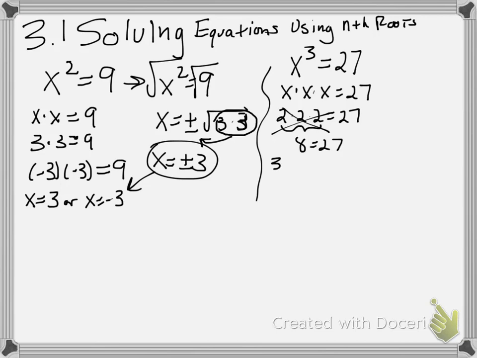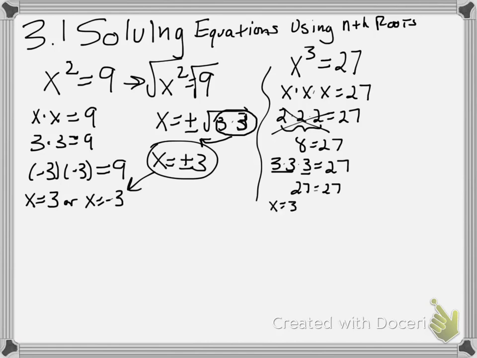And if you tried 3 times 3 times 3, I think that does work to get 27, because 3 times 3 is 9, multiplied by another 3 is 27. It makes a true statement. So the answer here is 3.